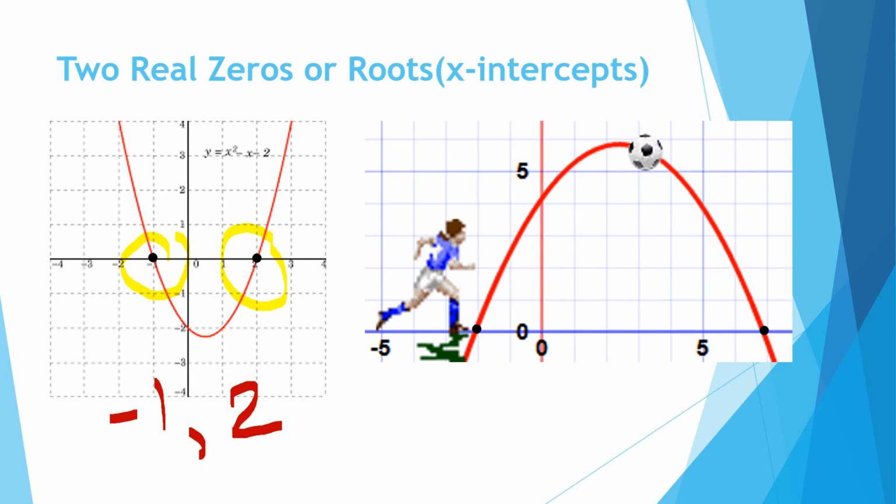In this case, you see a soccer ball being kicked up, it reaches its highest point and then it comes back down. So the two places where it begins and ends up would be at this point, which is an x-intercept, and this point, which is an x-intercept. So the x-intercept in this case would be -1, and over here, the ball is going to end up with the x-intercept being 7.